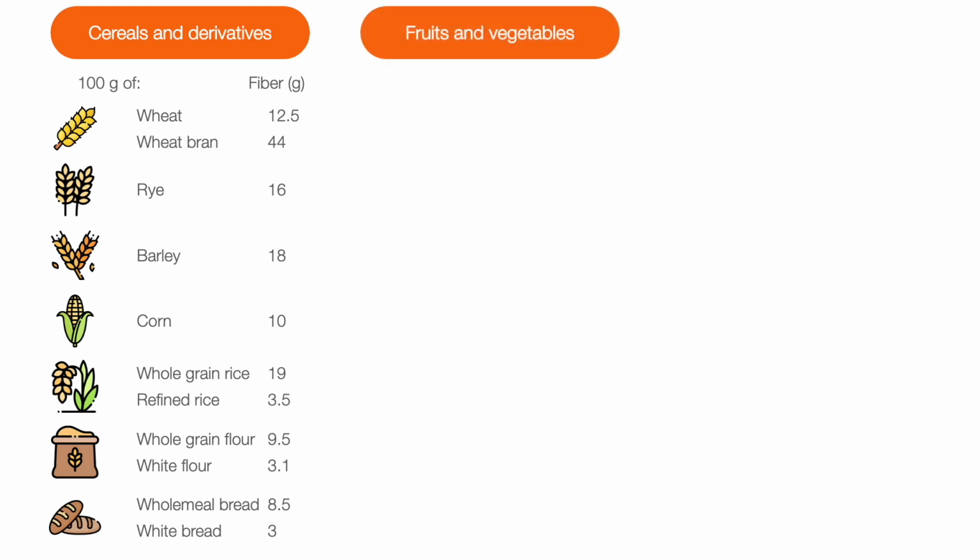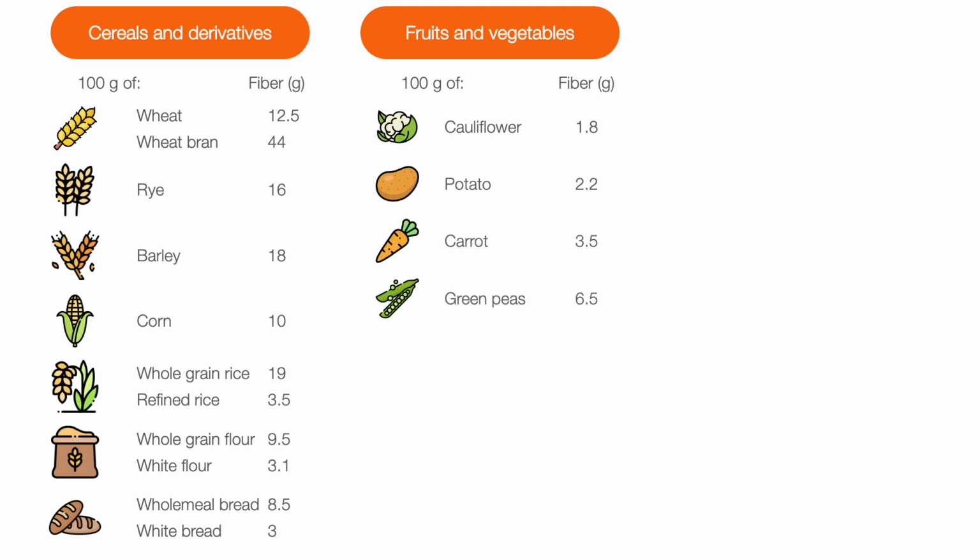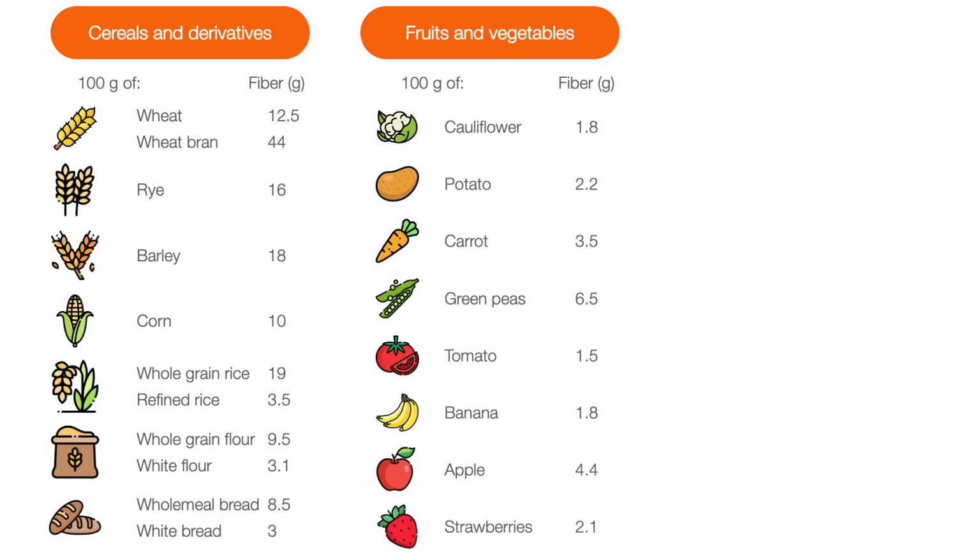Let's now take a look at the fiber content of some fruits and vegetables. 100 grams of cauliflower contain 1.8 grams of fiber, of potatoes 2.2, of carrots 3.5, of peas 6.5, of tomato 1.5, of banana 1.8, of apple 4.4, and of strawberries 2.1 grams. As you can see, fruits and vegetables contain much less fiber than cereals.